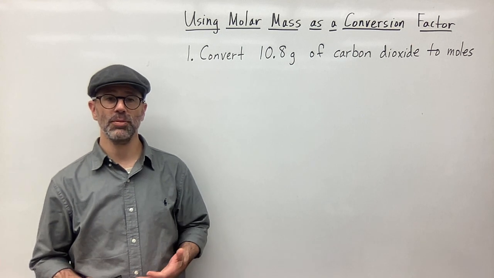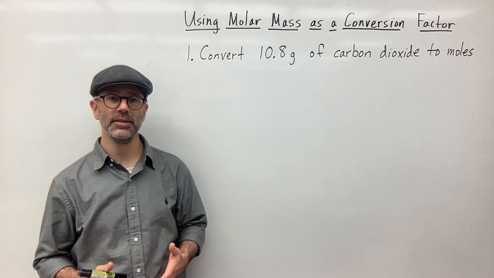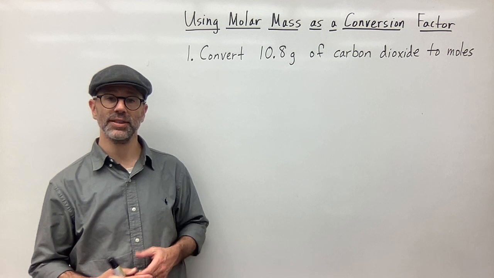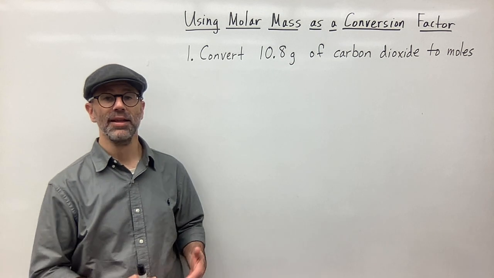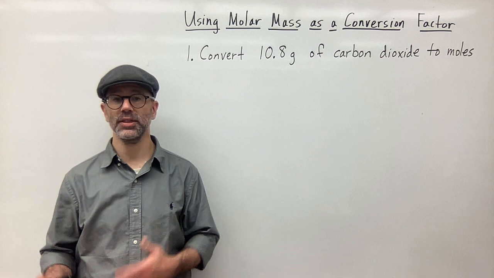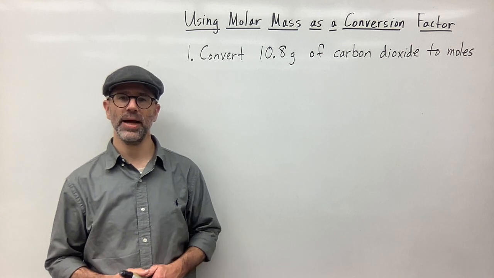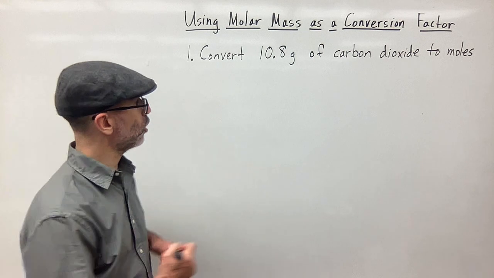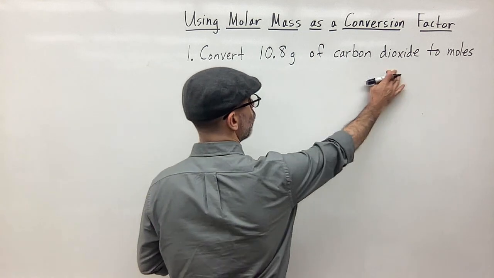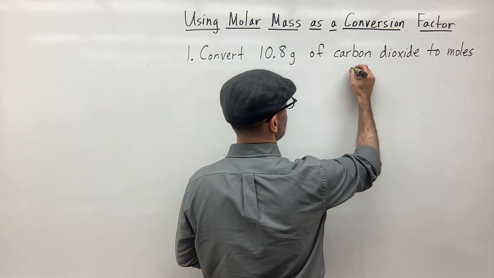So we've got to use the molar mass, because molar mass is a relationship between grams and moles. It tells us the number of grams that are equal to 1 mole of the substance. In this case we're looking at carbon dioxide, so we need the molar mass of carbon dioxide first. So we need to know what the formula is.